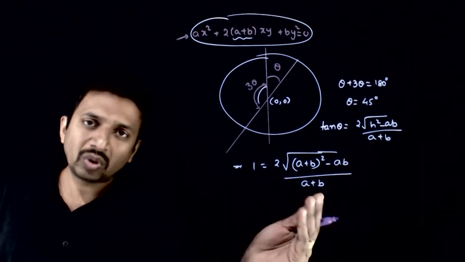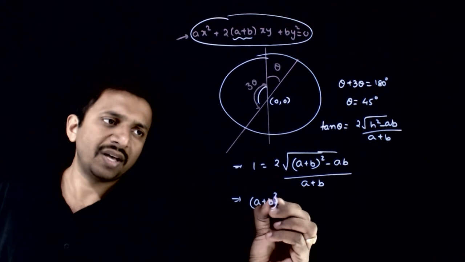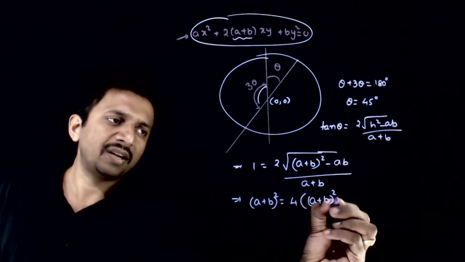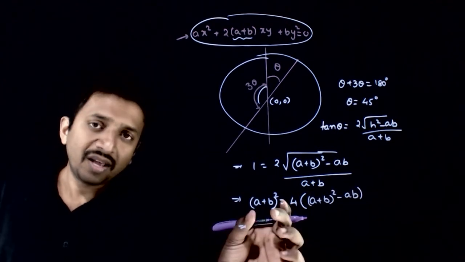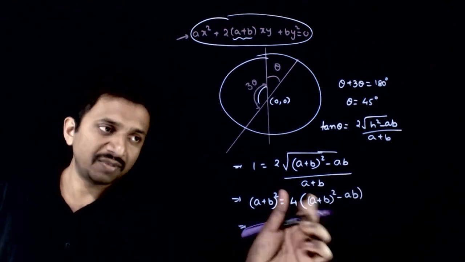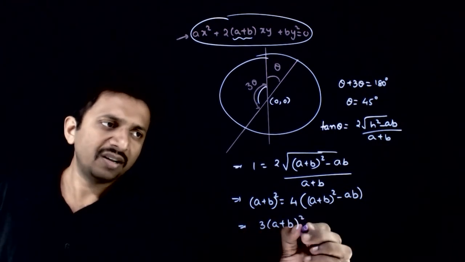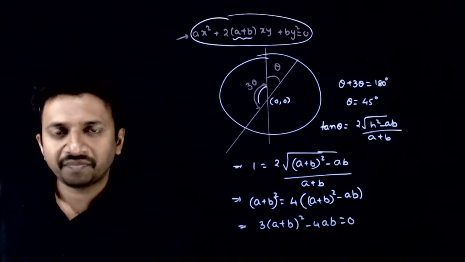So let us square it on both sides after cross multiplication. So A plus B whole square is equal to 4 times (A plus B whole square minus AB). So this implies A plus B whole square, you have here 4 times A plus B whole square. So 3 times A plus B whole square minus 4AB has to be equal to 0.